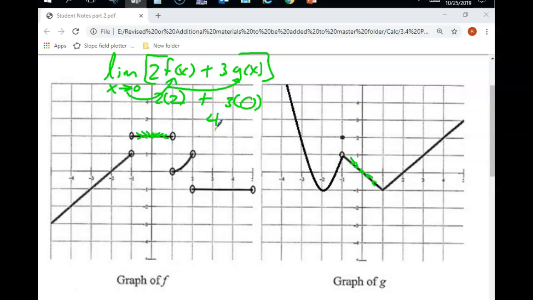Next one's interesting. Nicholas is not with us today. Matthew's with us though.